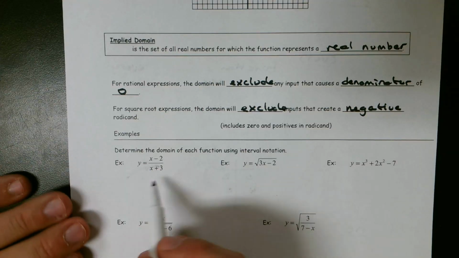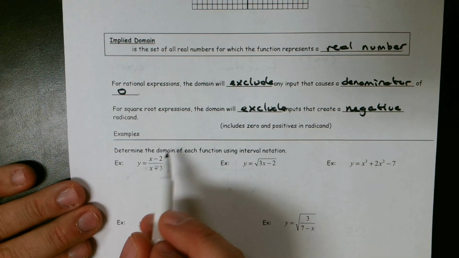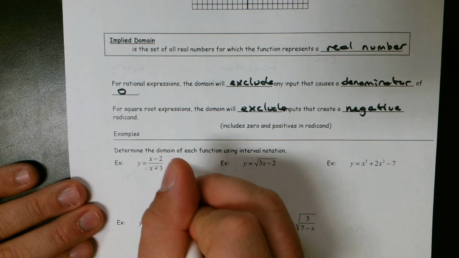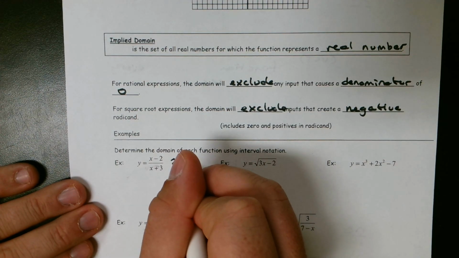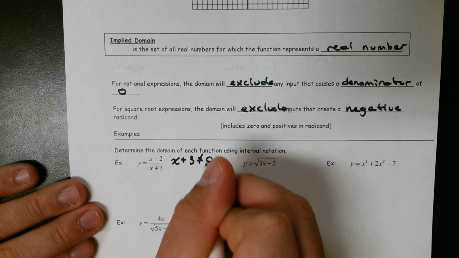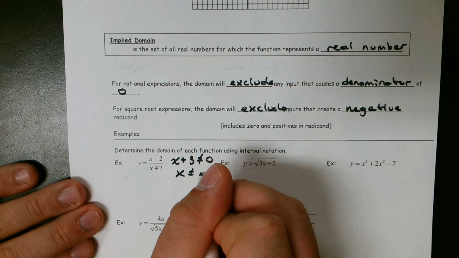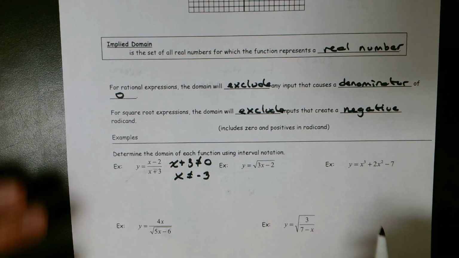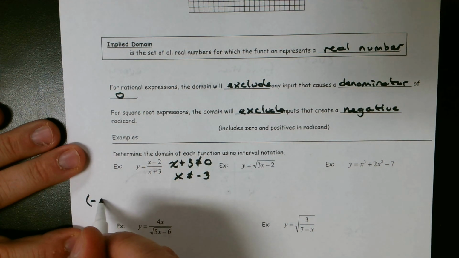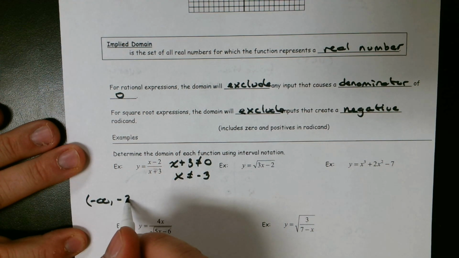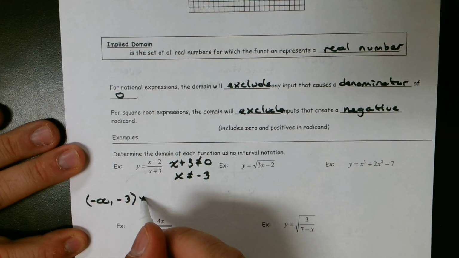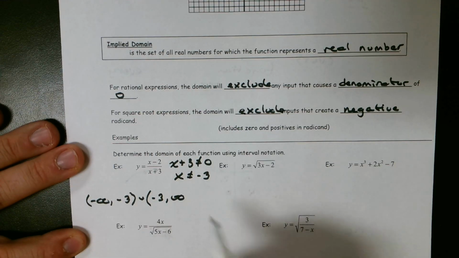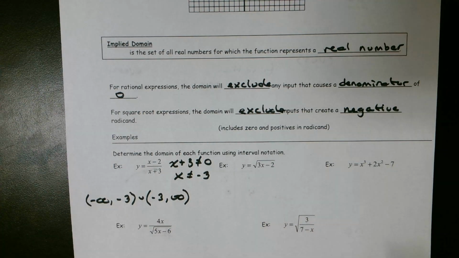This is a rational expression, so we don't want division by 0. We care less about the numerator. We only care about the denominator. So some quick math says x plus 3 cannot equal 0, so x cannot equal negative 3. So how do we write that in interval notation? Without drawing number lines or anything, negative infinity to negative 3. We don't want to include it. Union with everything after that, negative 3 to infinity.